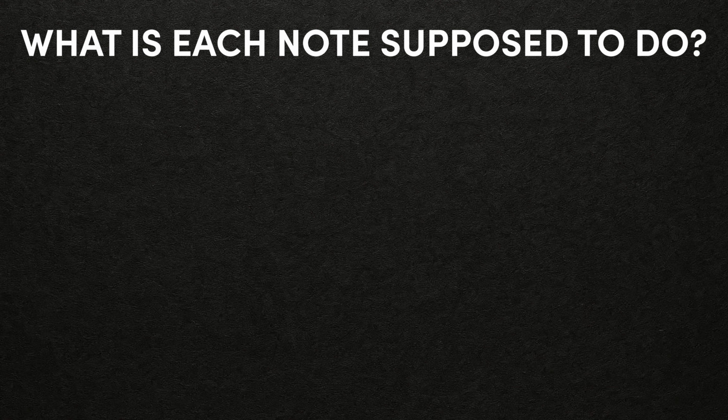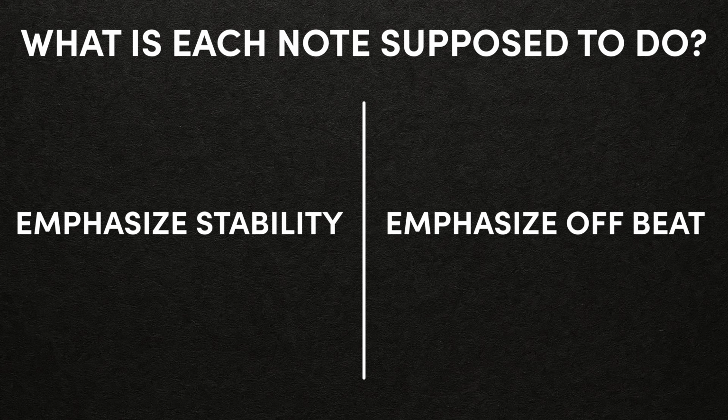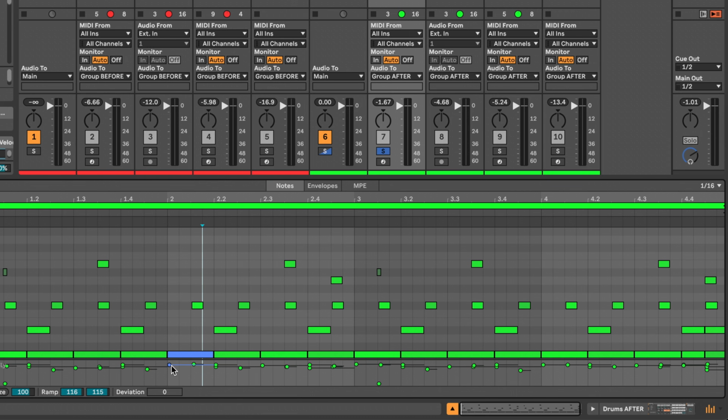So what you can do instead is think about what each note is supposed to do for the groove. Is it supposed to emphasize the energy that creates the stability, or is it supposed to emphasize the offbeat? As you can see here, a lot of these initial kick drum hits are a little bit louder than the other ones because they have the most gravity.